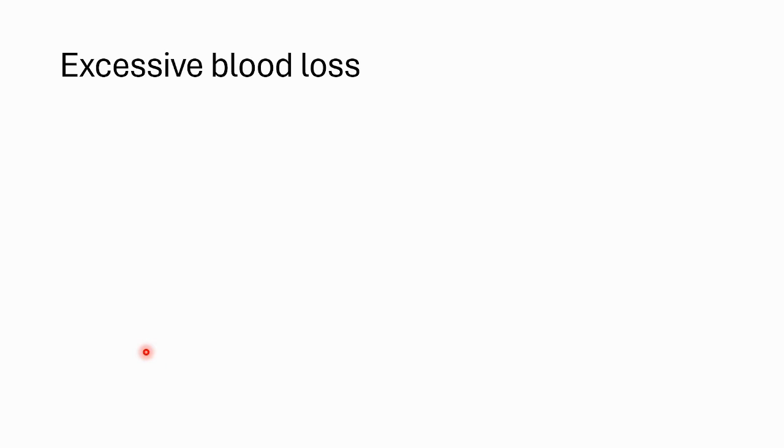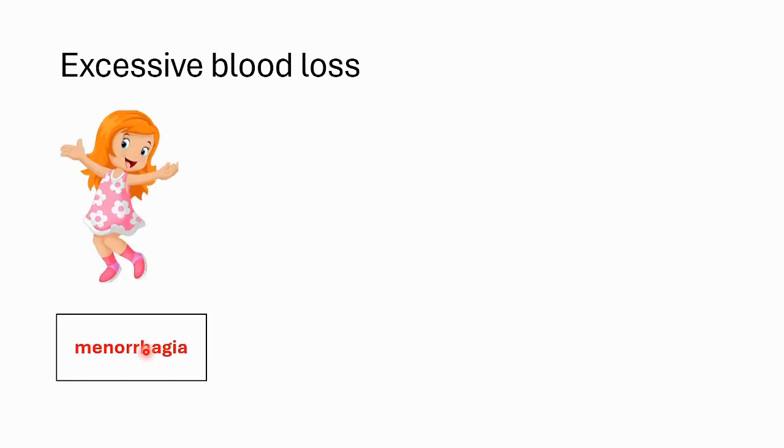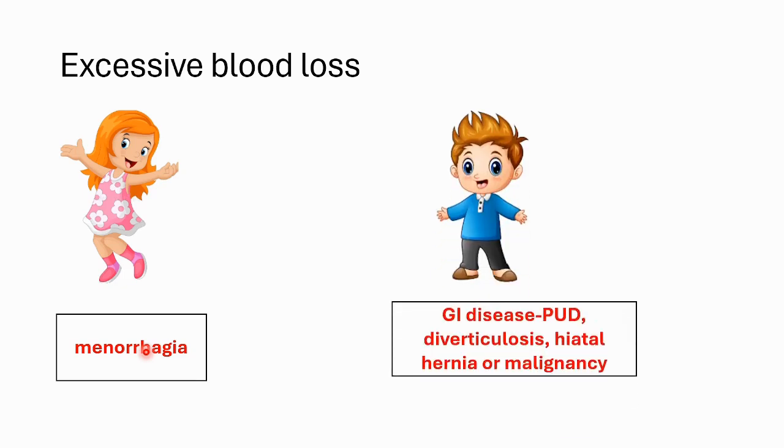First, talking about excessive blood loss. In women, especially those of childbearing age, up to 11% are iron deficient due to chronic blood loss from excessive menstrual flow or menorrhagia. While talking about men, around 1 to 2% of adult males are iron deficient, often due to chronic blood loss associated with gastrointestinal diseases such as peptic ulcer disease, diverticulosis, hiatal hernia, or even malignancies.